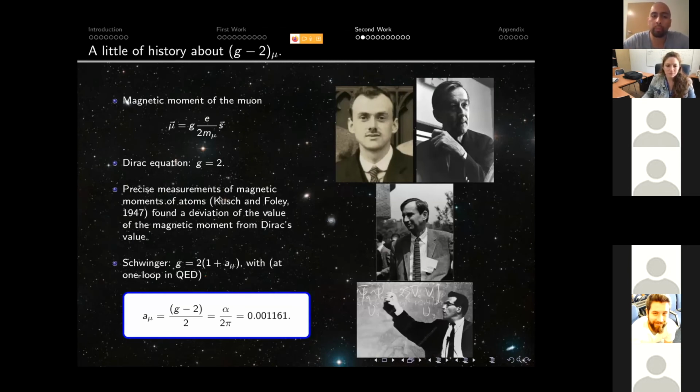The magnetic moment of the muon, as you know, is given by this expression. The Dirac equation predicted that this g factor is equal to 2, but from some experiments around 1947, people started to realize that maybe this parameter g was not exactly what was predicted by the Dirac equation. One of the first persons to study the value of g at the quantum level was Schwinger, the picture below here. He found that this value, at one-loop level in quantum electrodynamics, was basically this value. A tiny correction, but it can be observable.